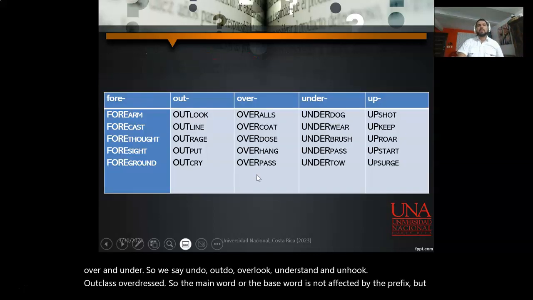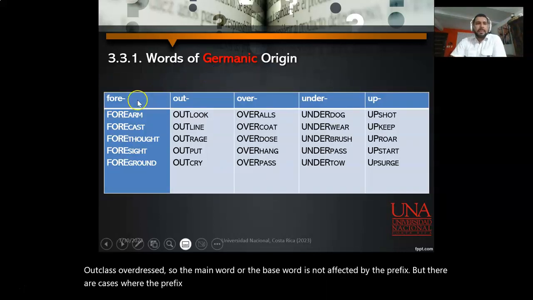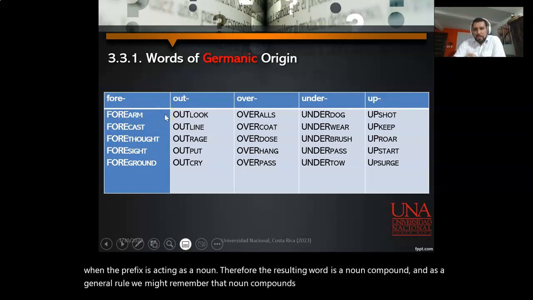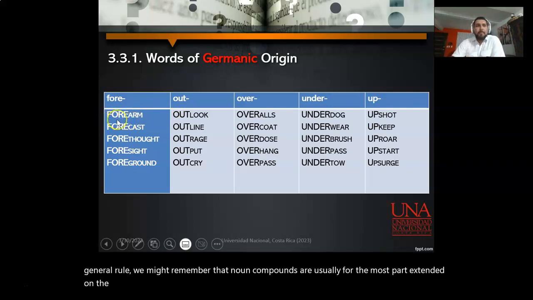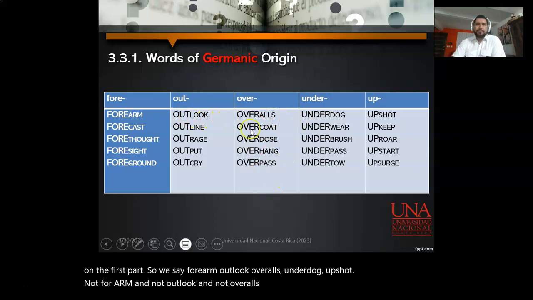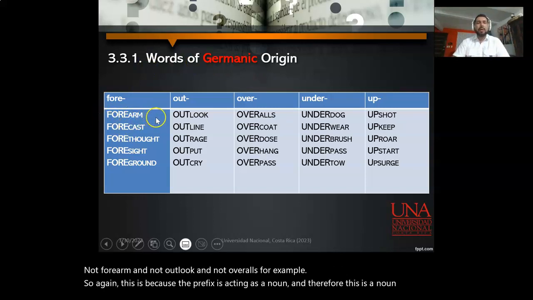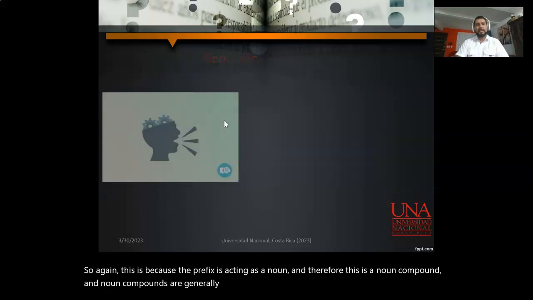But there are cases where the prefix does affect the stress allocation of the word. And that is the case when the prefix is acting as a noun, and therefore the resulting word is a noun compound. And as a general rule, we might remember that noun compounds are usually, for the most part, accented on the first part. So we say forearm, outlook, overalls, underdog, upshot, and not forearm, and not outlook, and not overalls, for example. So again, this is because the prefix is acting as a noun, and therefore this is a noun compound, and noun compounds are generally accented on the first element.